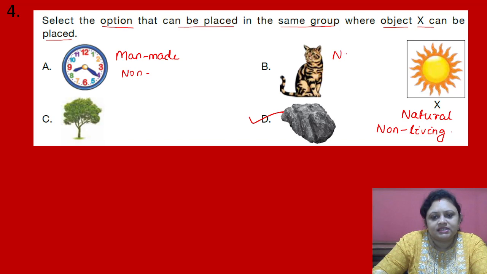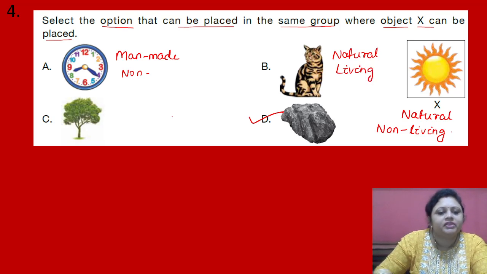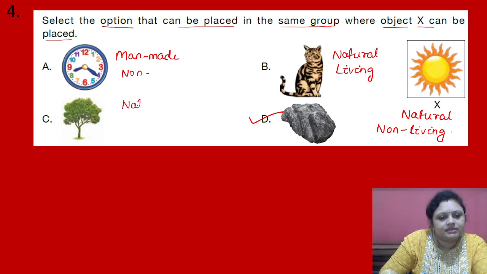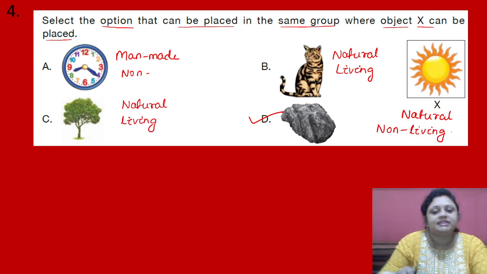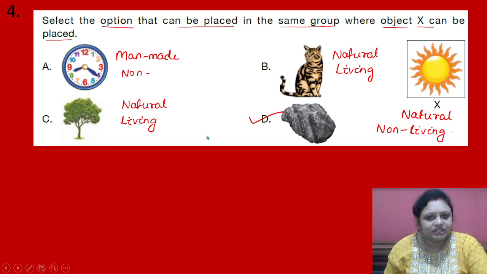And this is the cat. It is natural, but it is living. Tree, it is natural and living. So our correct answer is option D. Got it, everyone?